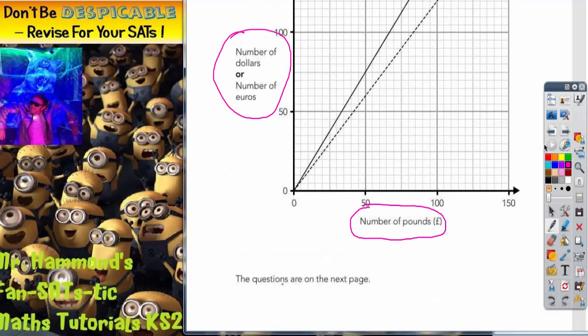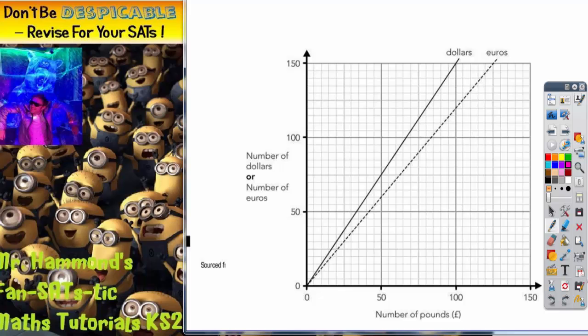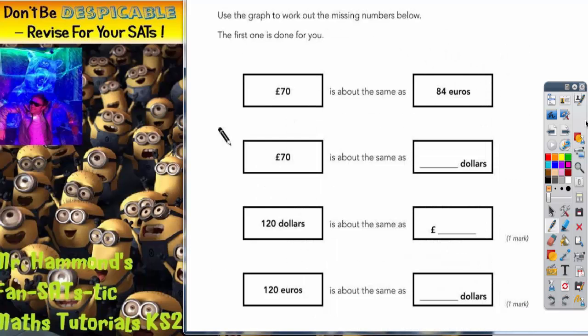Underneath it says the questions are on the next page. Use the graph to work out the missing numbers below. The first one is done for you. Well, before we go any further, we've actually copied and pasted the graph onto this page to make it easy so we don't have to keep scrolling backwards and forwards. The first statement says £70 is about the same as 84 euros. Well, let's examine how they've got that.